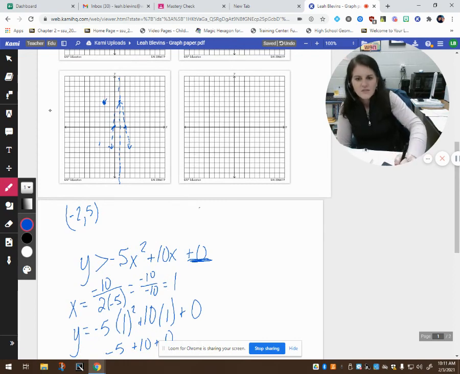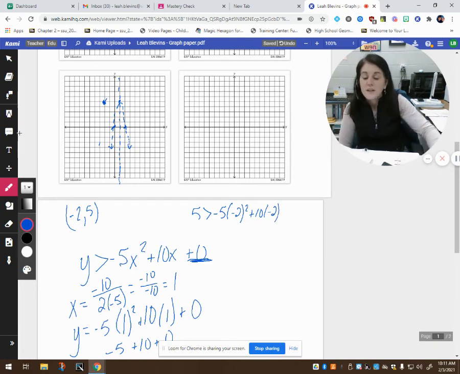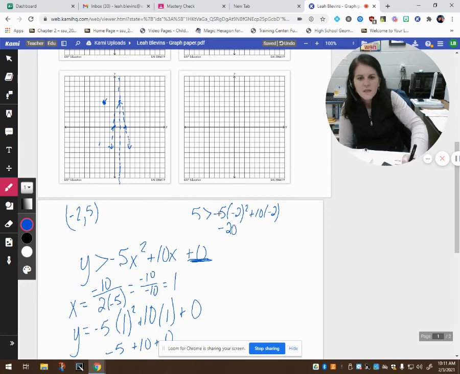So plugging in 5, we want to know, is 5 greater than negative 5 times negative 2 squared plus 10 times negative 2? Now be very, very careful when you do this. If you just type negative 2 squared in the calculator with no parentheses, it tells you it's a negative 4. But we know that we're squaring this entire negative 2. So negative 2 times negative 2 is a positive 4. 4 times negative 5 is negative 20. Negative 20 minus 20 again is negative 40. Is 5 greater than negative 40?